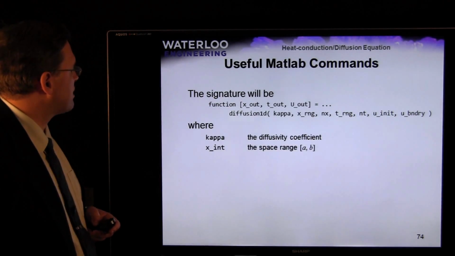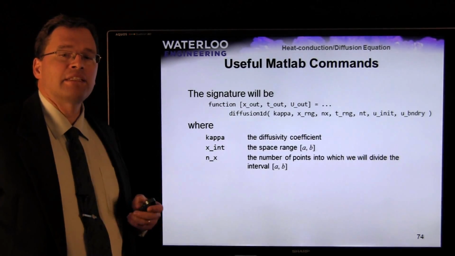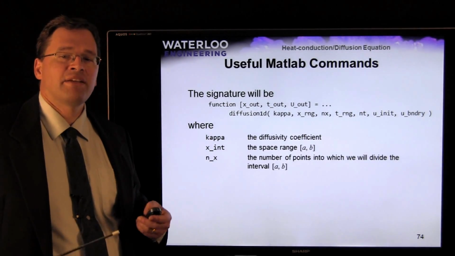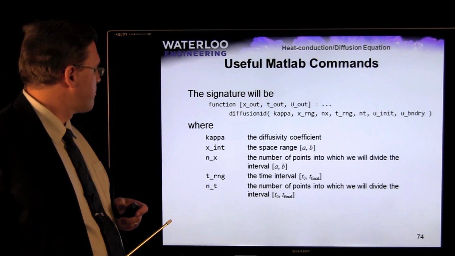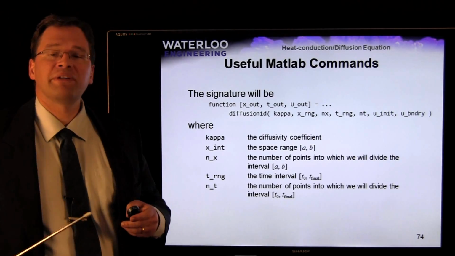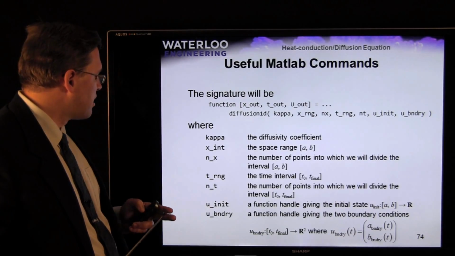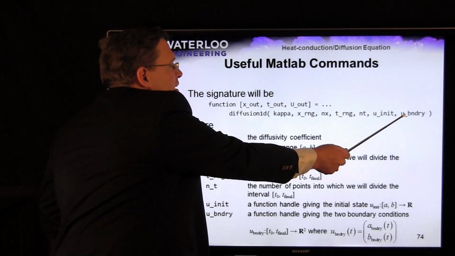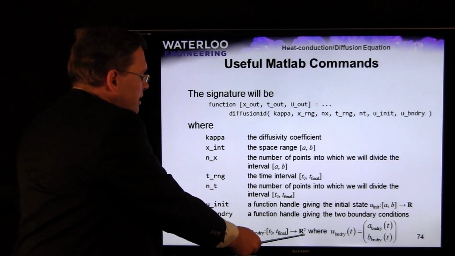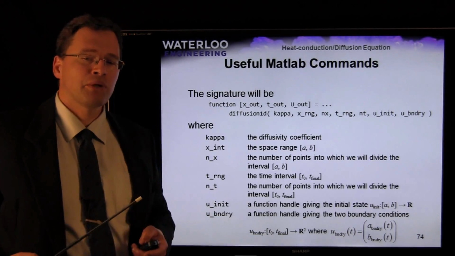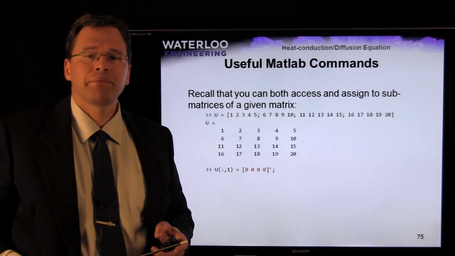So, kappa is the diffusivity constant coefficient, x range is the interval a b, n sub x is the number of points we'll divide the interval into, t range is t naught to t final, n sub t will be the number of points that we divide the interval into, and u sub init is a function handle giving our initial state. U sub boundary, rather than passing a and b, is simply going to be a function that maps our time interval onto pairs of real numbers. The first one will be our a boundary, the second one will be our b boundary.